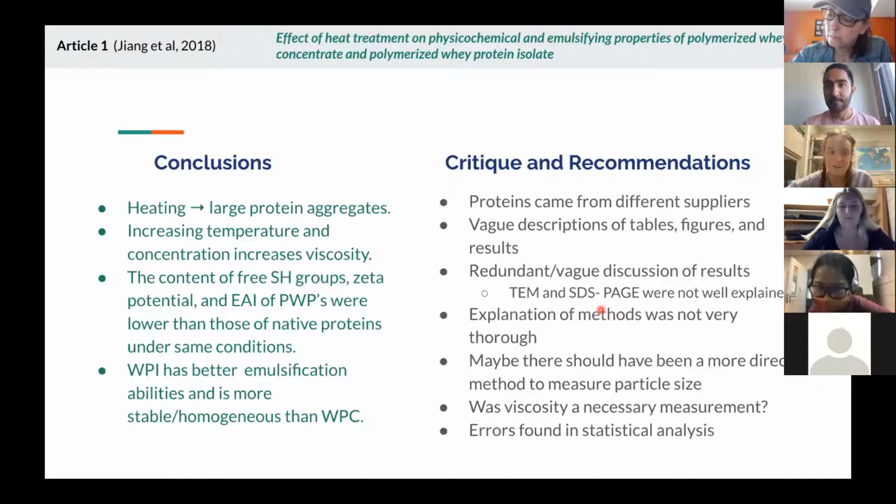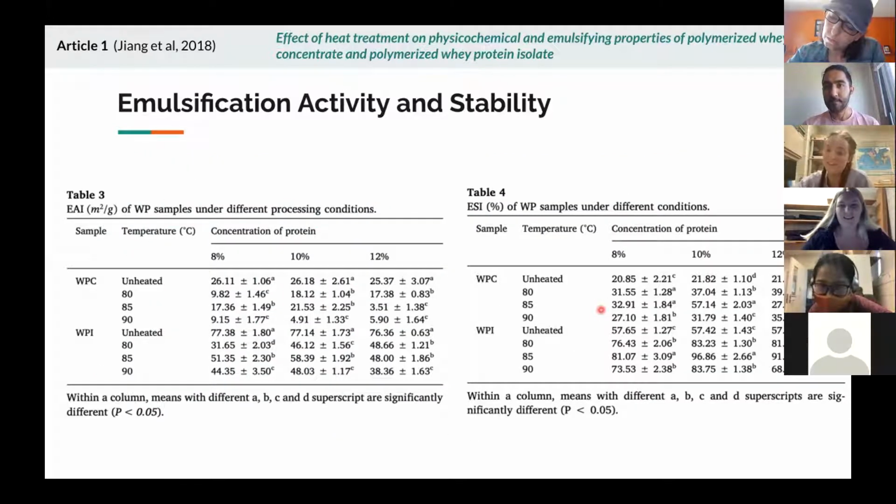Furthermore, the EAI and the ESI of the polymerized whey protein isolate were significantly higher than that of the polymerized concentrate. And the ESI of the polymerized whey protein samples were higher than that of the native protein samples because of a denser network.